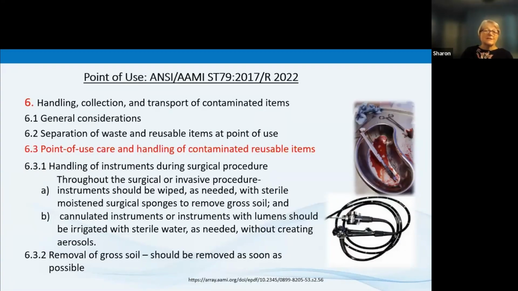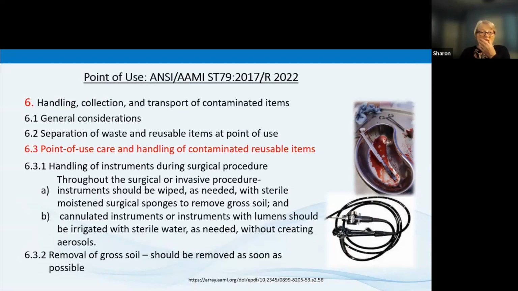Now, ANSI, the American National Standards Institute, and AAMI, the Association for the Advancement of Medical Instrumentation, Standard 79, 2017, revised in 2022, provides guidelines and recommendations for reprocessing medical devices in healthcare settings, and regulatory agencies follow these and other guidelines. Section 6 of that ANSI-AAMI Standard 79 specifically states, preparation for decontamination of instruments should begin at the point of use. To prevent the formation of biofilm and to reduce the risk of corrosion, cleaning and decontamination should occur as soon as possible after instruments and equipment are used.